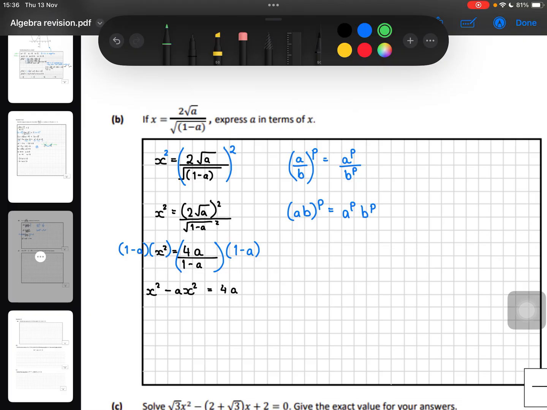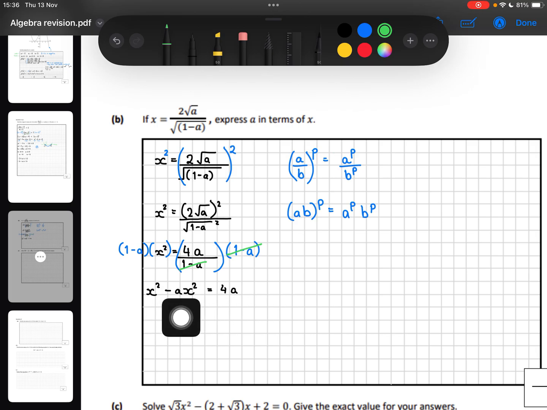Okay, because these two have cancelled with each other. Now, have I started getting my a terms on one side together? No. But what I have done is made the expression less confusing to me. I've gotten rid of all the roots, I've gotten rid of the fractions, and now I can look and say, right, how would I gather my a terms?